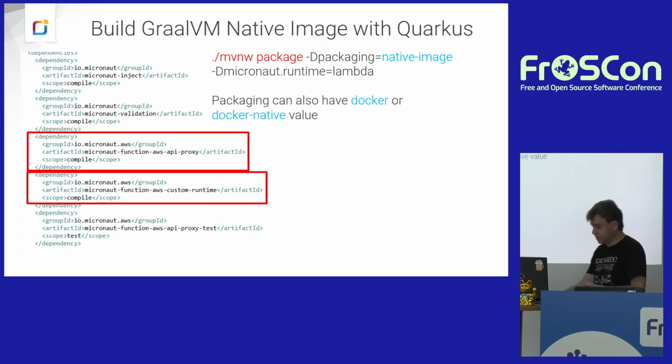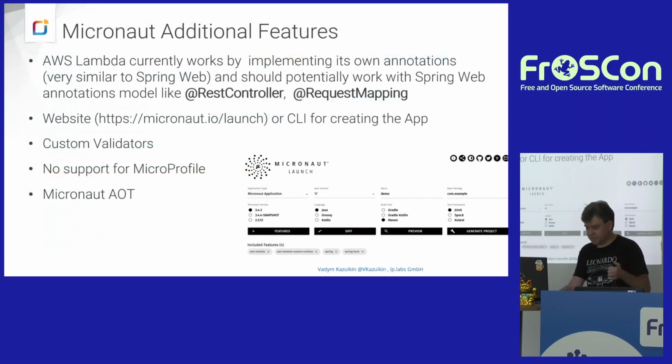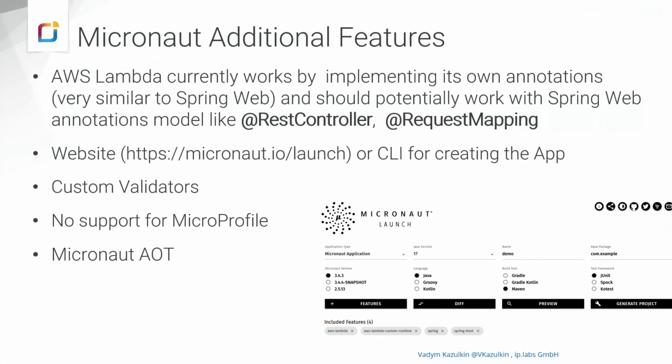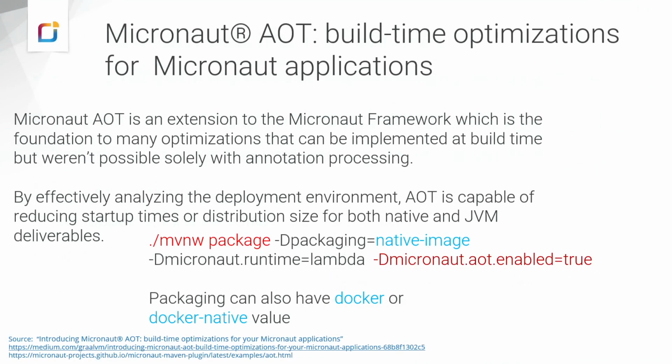And also the same stuff as with Quarkus. They support also GraalVM native image, pure Docker, but also Docker native image. So Docker native image means a Docker container, and then the native image of this will be built. So you can choose, but for the serverless world, especially native image and Docker native are kind of the way to go. The same stuff. Yeah, you have this website where you can just, like Spring Initializr, generate stuff. Custom validators, no support for MicroProfile. They support Micronaut ahead-of-time compilation, where they say that they're simply doing a lot more optimization at compile time, even that Java cannot recognize.